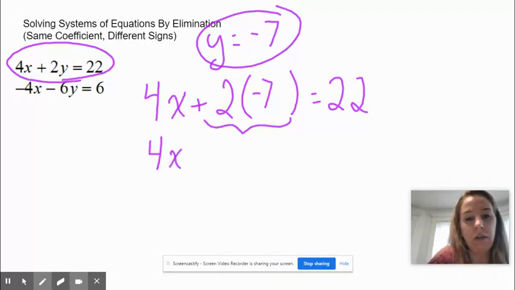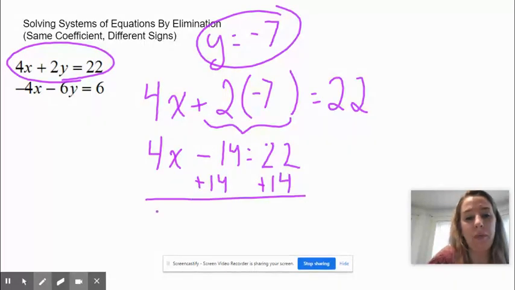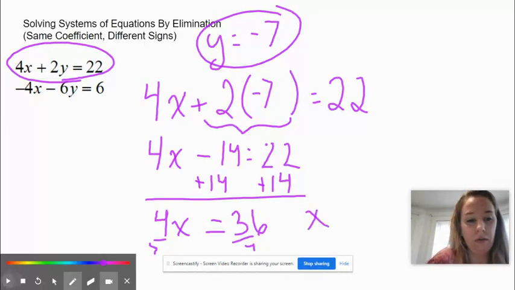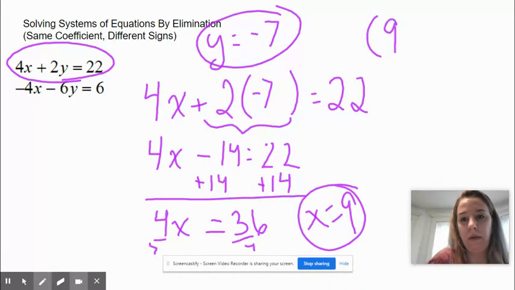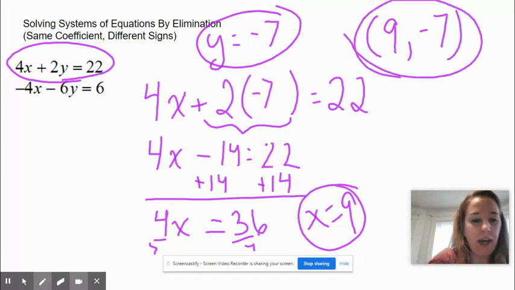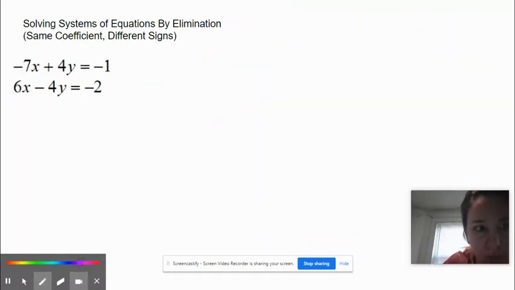4x minus 14 is 22. Add 14 to both sides. We got 4x equals 36. Divide both sides by 4. I always run out of space. And that's 9. So x is 9. Y is negative 7. Yay! All right, straight up and down.